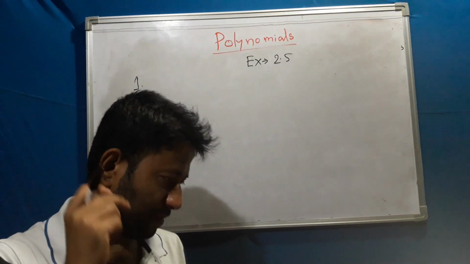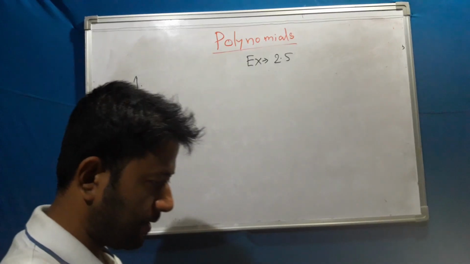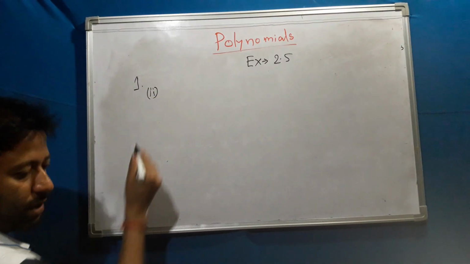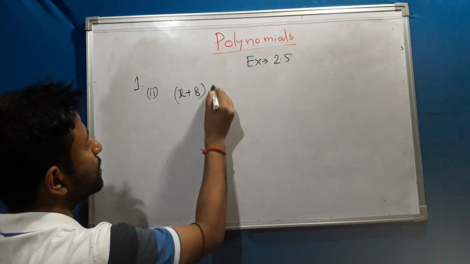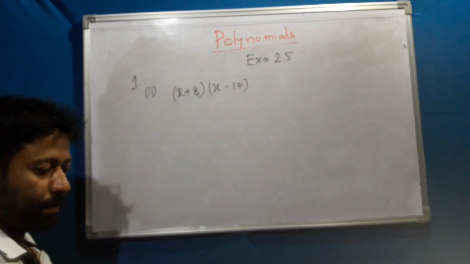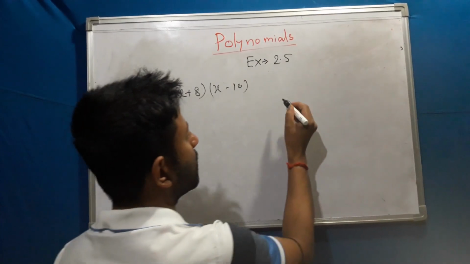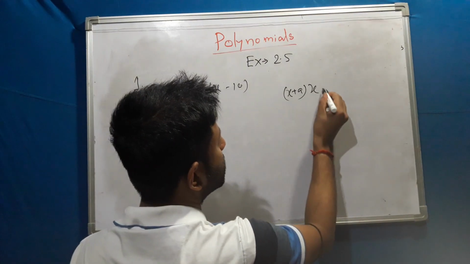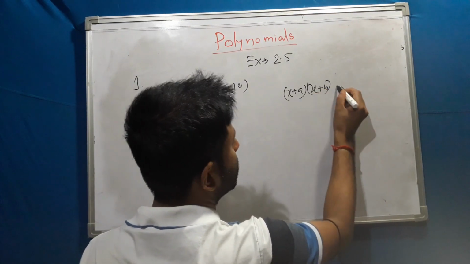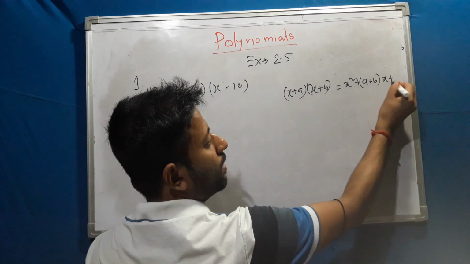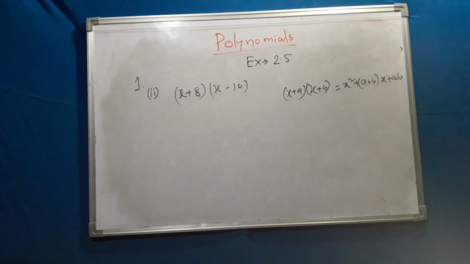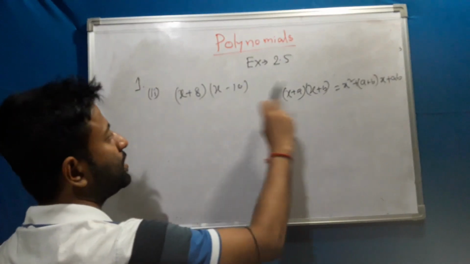I will try some tricky questions too, but first the basic part. Suppose I take question number 2. What is the question asking? (x plus 8) into (x minus 10). So which identity will I apply here? It is (x plus a) into (x plus b) equals x square plus (a plus b) into x plus ab. What is a here? a is 8. What is b? b is minus 10.